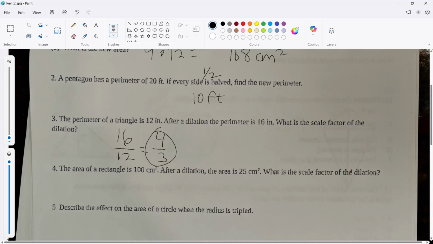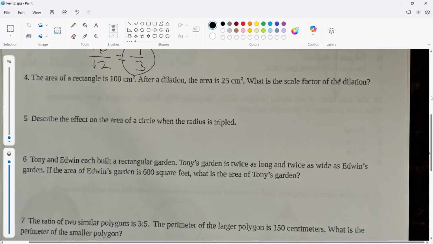It got bigger. The area of a rectangle is 100. After a dilation, the area is 25. So originally, new is 25, old is 100. That is 1/4. What is the scale factor? Well, that's area. Remember, the scale factor is linear, so I take the square root of that. So it's 1/2 is the scale factor.